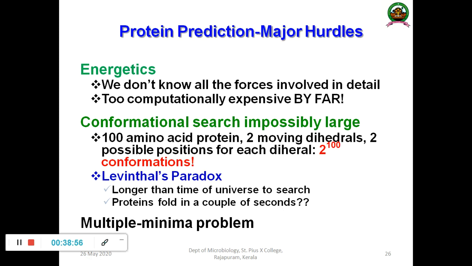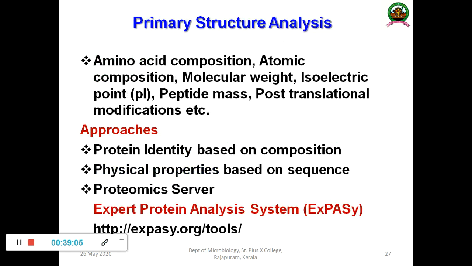Not only that, not all those conformations give functional relevance. They are not bioactive conformations, and you require the bioactive conformation. So firstly, one should identify the structure from its primary level, understanding the basic amino acid sequence. Primary structure analysis is the fundamental approach for a computational biologist before modeling a 3D structure. Basic information about the protein is essential: the amino acid composition, the atomic composition, molecular weight, isoelectric point, peptide mass, and obviously post-translational modifications.